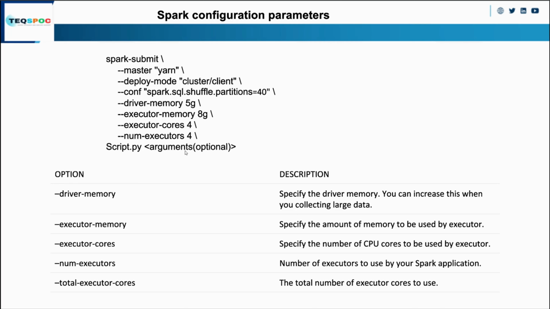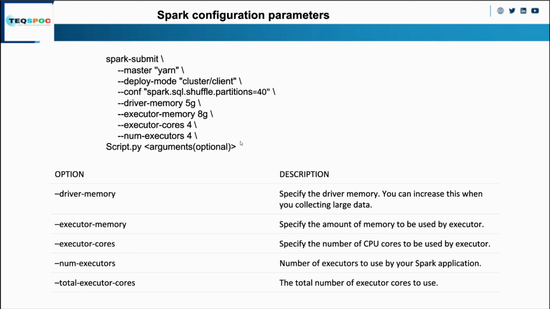Before this, I have executor cores 4, meaning for each and every executor there will be 4 CPU cores. Now I'm assigning the total number of executors as 4, meaning there will be a total of 4 executors, and in each executor there are 4 CPU cores. So 4 into 4. In my cluster, I am assigning 16 CPU cores to be alive at the time when I'm running the job.